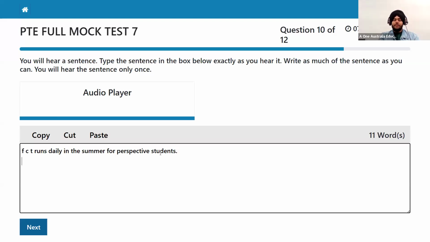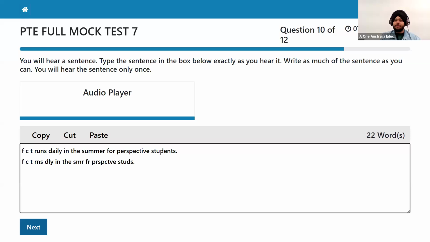Now, if I'm doing it properly in the exam, what I do is, okay, runs daily in the summer for prospective students. I would divide into different parts. Runs daily in the summer for prospective students. So this is basically what I'll do. Once you are done, you write down the whole thing. So that is basically the main thing here.